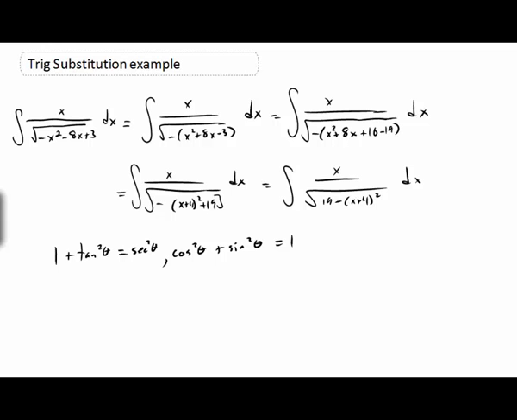And now I need to match the form that I have in my integral. Here I have a number minus something squared. Well, I can see that if I subtract the sine squared term in this identity, I would get cosine squared theta equals 1 minus sine squared theta. So a number minus something squared gives me something squared. So all I need to do is turn this expression into something with that form.